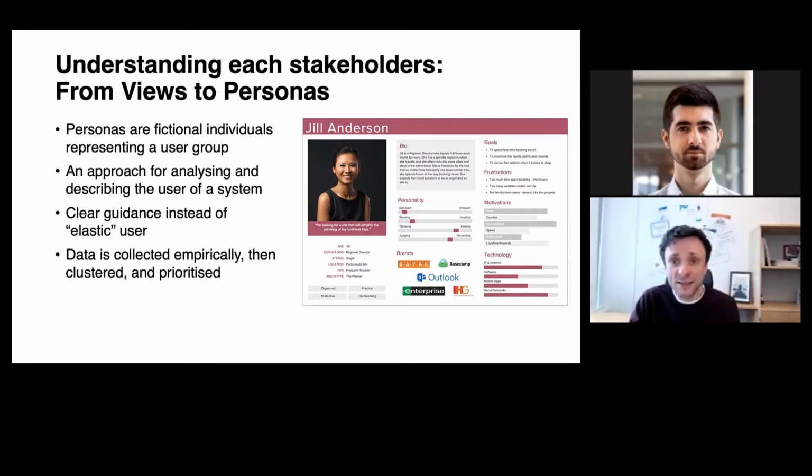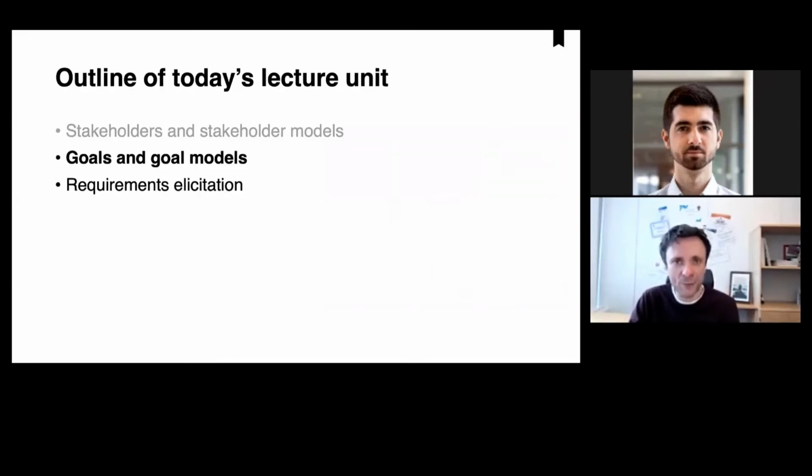Now, this is already everything I wanted to share with you on the general aspects of stakeholders. Let's move on now to the second topic, which is goals and goal models. Now, let's start. What are goals?